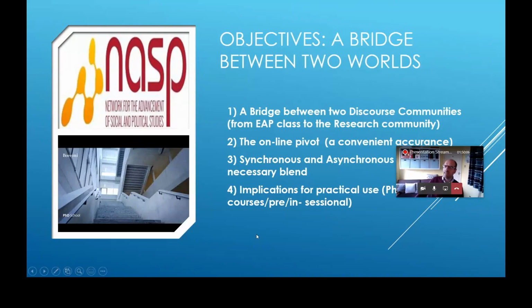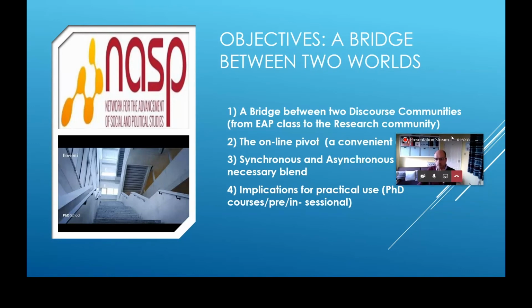We're back. I chose this photo for a reason, because Bocconi University's got this wonderful modernist architecture, and you can see simply to get from one place to the other was actually quite difficult. So what we found was that the online pivot was very convenient. It really shrank the space that I had to work with by working online.